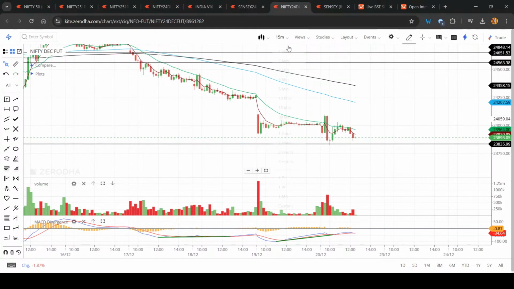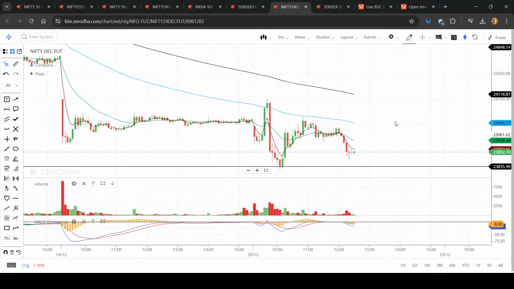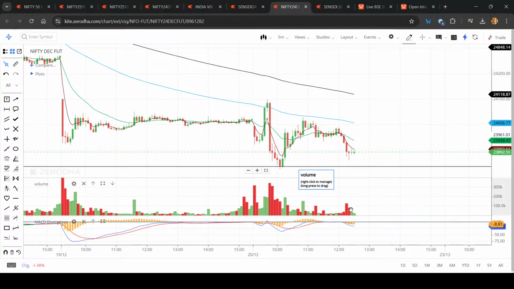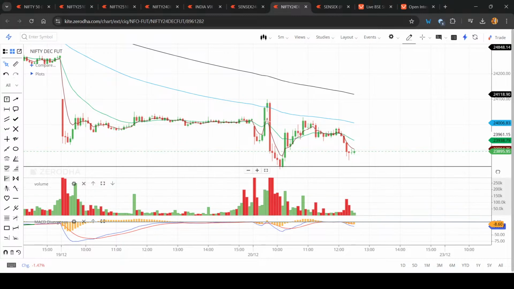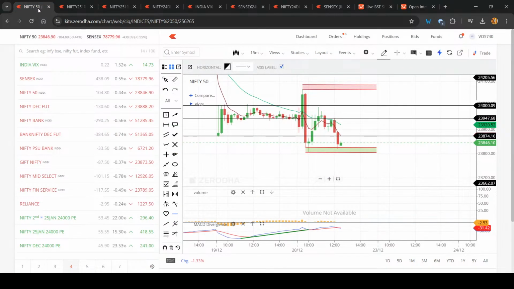All right, so if at all I go to 5 minutes, the volumes in the fall were huge on the incremental basis, but volumes on the hold or pause basis are very low compared to the fall volumes. So the volumes are also giving us the conviction, but let's see what we get out of this chart.